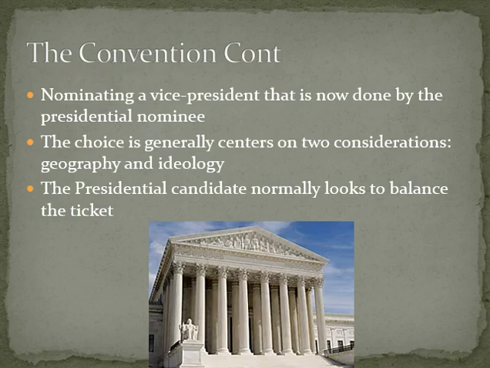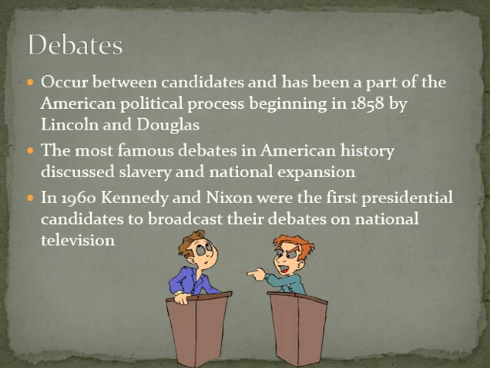So once that candidate is chosen, that candidate also chooses a vice president, and they're mainly announced at the same time during the national convention. The choice generally centers around geography and ideology, where that person lives and how they think and believe. The presidential candidate normally looks to balance the ticket. They're not going to have somebody that completely agrees with them, somebody that helps kind of round them out in their decision-making process. And finally, after the presidential candidate is chosen, move on to the presidential debates.